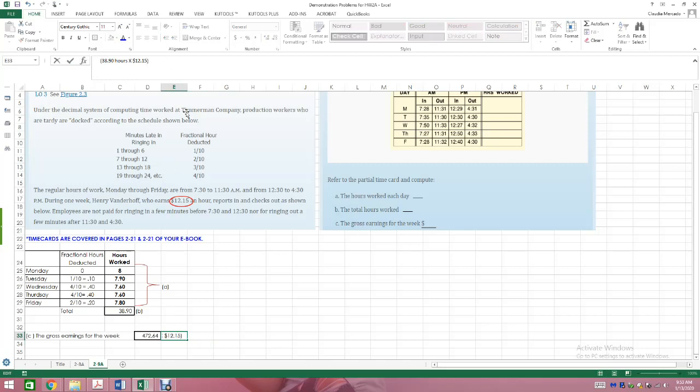Gross pay is how much you earned before any deductions. We'll cover net pay later on. But gross pay is how much you made. So, working Monday through Friday, this employee worked 38.90 hours, giving him a total of $472.64.